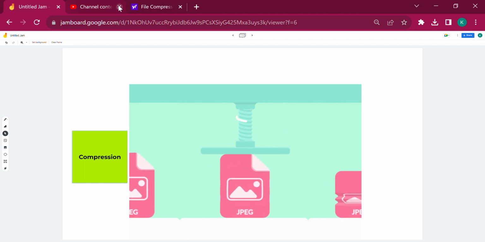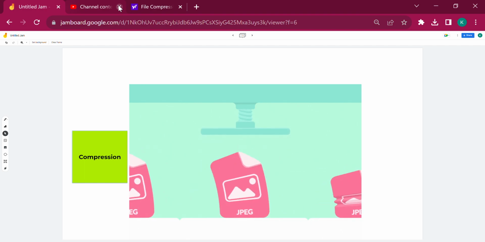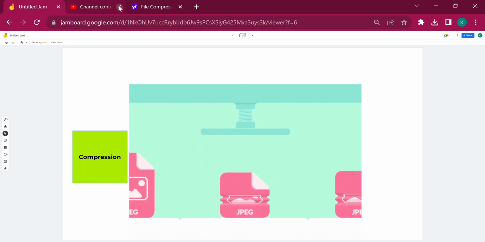The first reason is that whenever we are compressing a file, we need less storage space. A compressed file takes less storage space, right? We can save more compressed files in our drive.